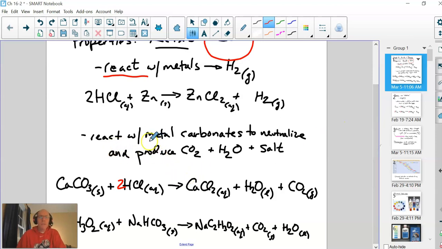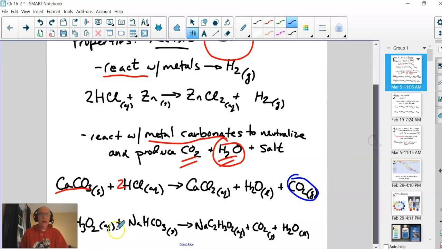Acids will also react with metal carbonates. Remember what the carbonate ion is: CO3 2 minus. So calcium carbonate reacted with hydrochloric acid will produce something different. Notice it produces CO2 and H2O. Just like any neutralization, water is produced, but what's also produced is CO2. So again, look at calcium carbonate, chalk, dissolved in H2O. It's going to bubble and fizz because we're producing CO2 gas this time.